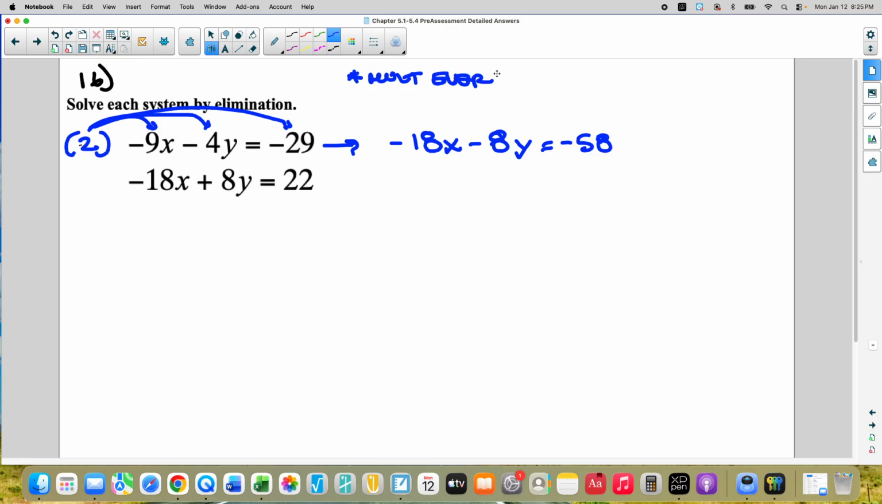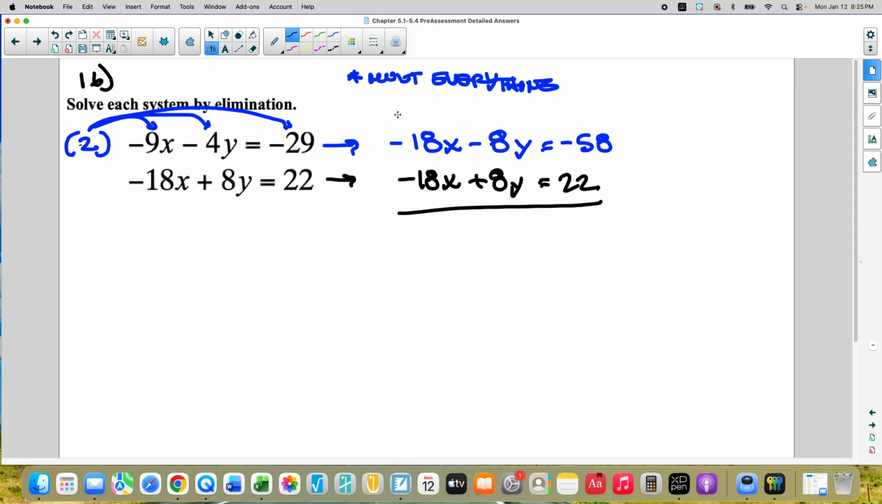Don't forget, multiply everything by 2. This equation we're just going to bring over. We don't need to manipulate it. It's negative 18x, plus 8y, and it's 22. So if we add these columns, that's negative 36x. These cancel, equal negative 36.